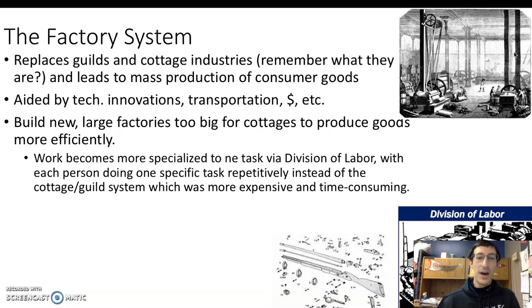Because the guild system had fewer workers, more people could be specialized in a number of different tasks, and that was more expensive and time consuming. When you can speed up the process, it becomes cheaper, especially the more workers you're having. You would think, more workers, wouldn't that make it more expensive? Not if you can produce more goods and have a much bigger margin, because producing more goods at cheaper rates will sell you more products.